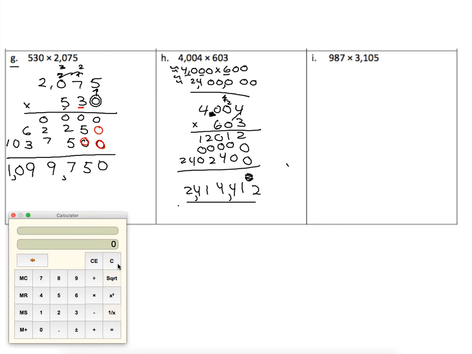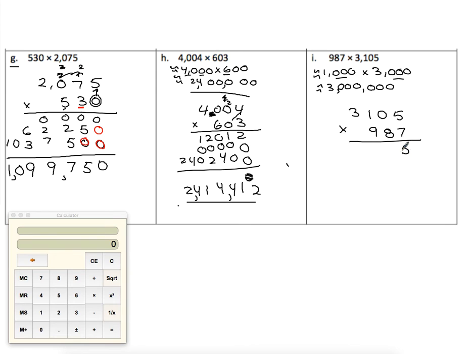Now, before you go ahead and solve the final problem, let's do an estimate together. I'm going to say this is about 1,000 times 3,000. So 3 times 1 is 3, and I'm going to have 6 zeros. So we're looking for an answer that's about 3 million. Go ahead and solve it. Pause the video, and then I will solve it as well. As I solve it, I'm going to write the larger value on top.